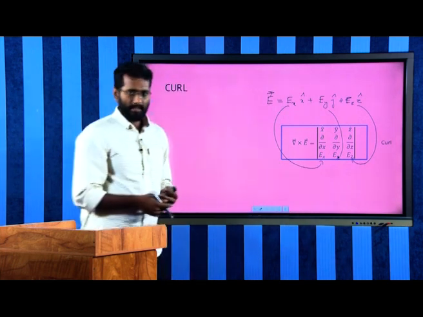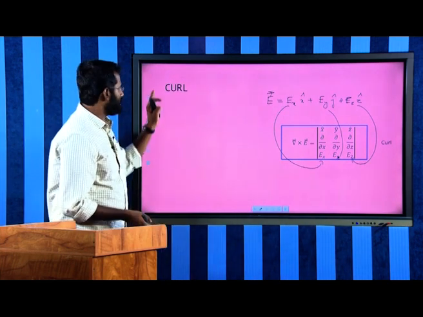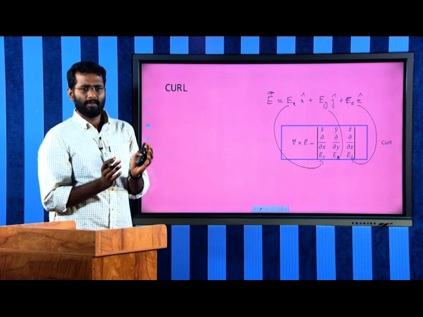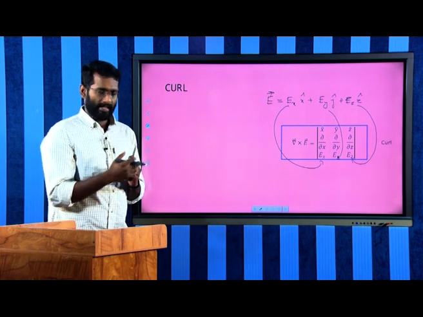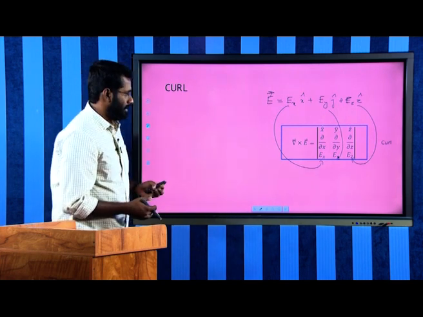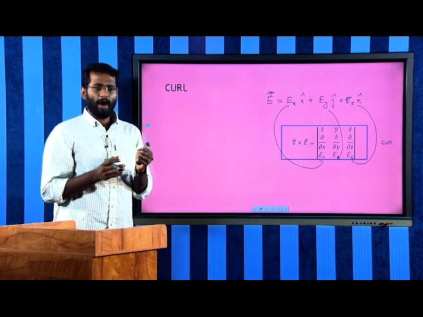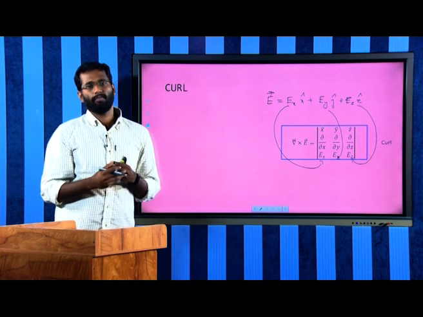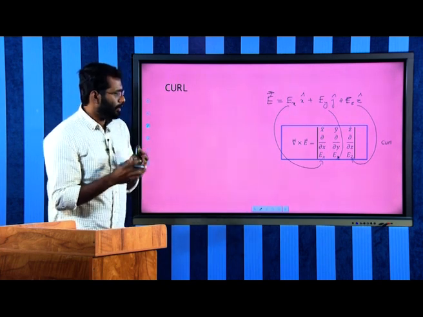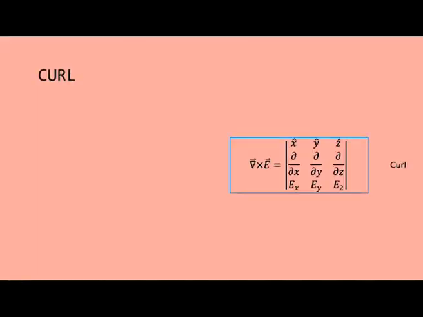So what would be the result of that? Exactly as the name suggests, curl. Curl means something that curls around or rotates. So it is a measure of the curl of a vector field. That means how much it rotates about a point. So it measures the rotation of a particular vector field about a point.